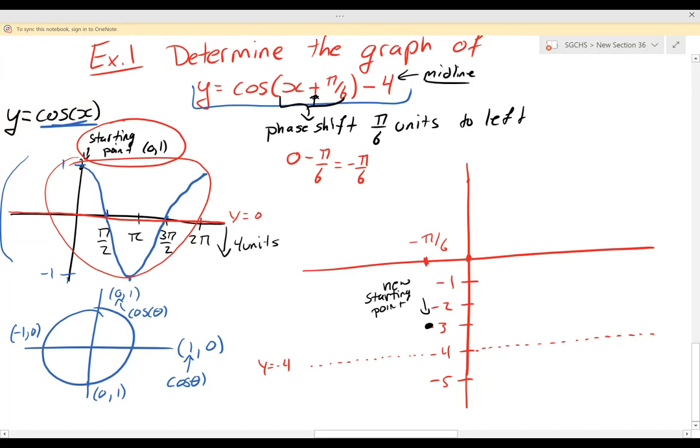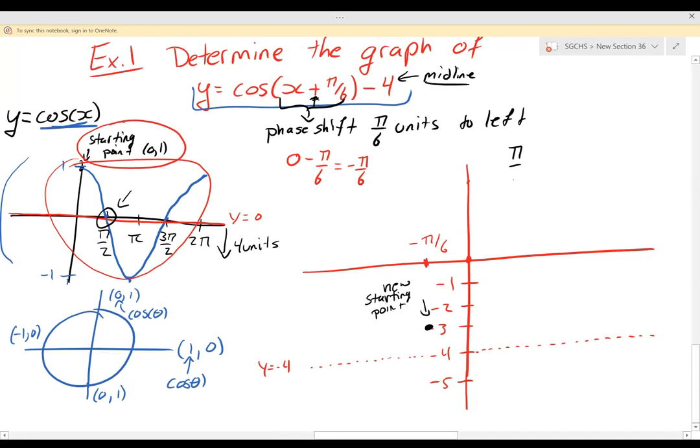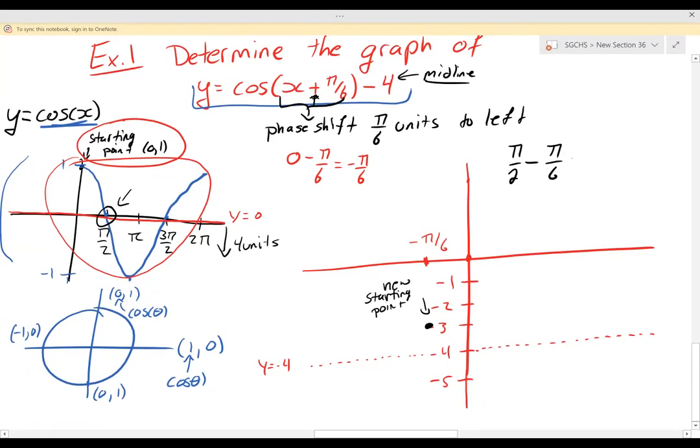Okay, so we've moved pi over 6 units to the left. How about our point here? Where did our point go there? Well, it's on our midline, so we know we're going to plot it somewhere where y equals 4. But how do we figure out which way it moved and how far? Well, pi over 2, it moved pi over 6 units to the left.